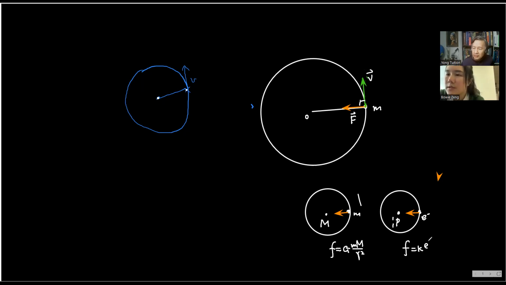What is the acceleration direction of the mass? Acceleration in general could be in any direction. But circular motion can be right down here. If you study uniform circular motion, and in many cases we only study uniform circular motion, right? Does that mean the acceleration is zero? No, it's not.